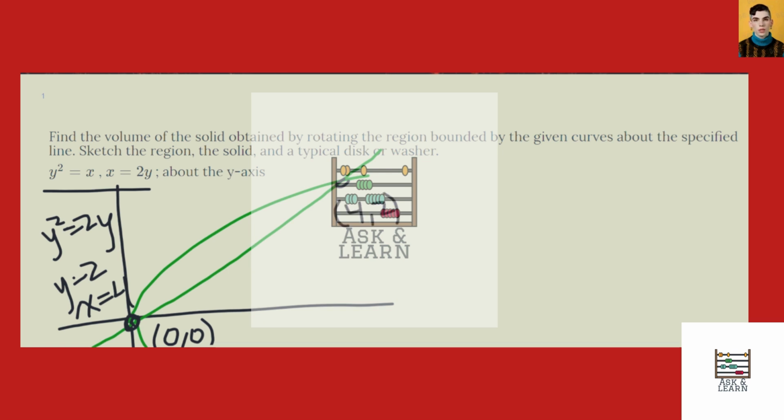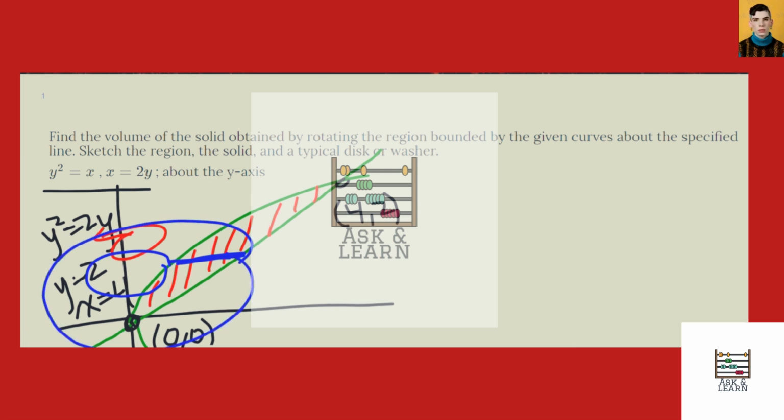And we are rotating this all about the y-axis right here. And this is the region that we care about. And so now we need to draw out the typical washer that is created. It looks like a washer, a smaller circle subtracted out from a larger circle. So we need to find the cross-sectional area, and that we find in terms of y, because as y changes, the area changes.